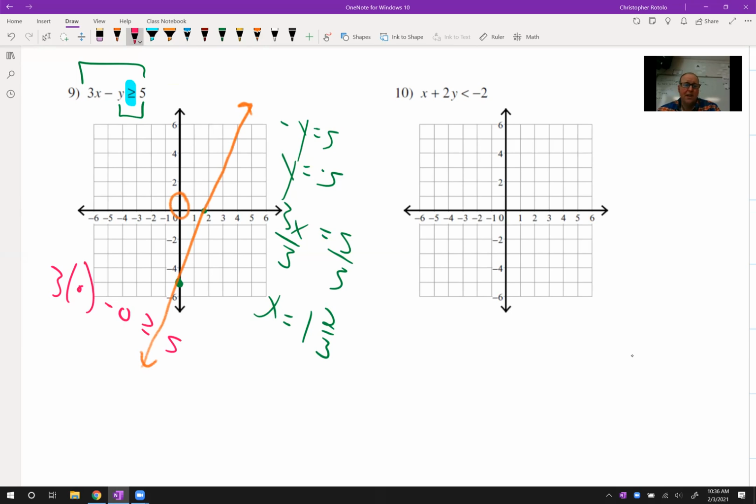The whole left-hand side, gone. Is 0 greater than 5? No. So that's no good. Where are we going to shade it? To the true side. There it is.